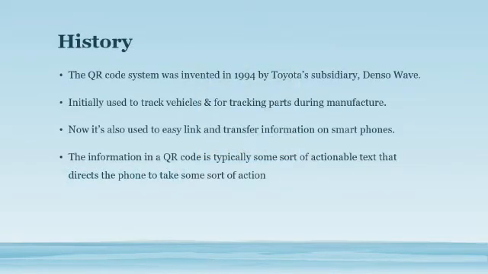History of the QR code. The QR code system was invented in 1994 by Toyota's subsidiary, DensoWave. Initially it was used to track vehicles and parts during manufacture. Now it is also used to easily link with and transfer information on smartphones. The information in a QR code is typically some sort of actionable text that directs the phone to take some sort of action.